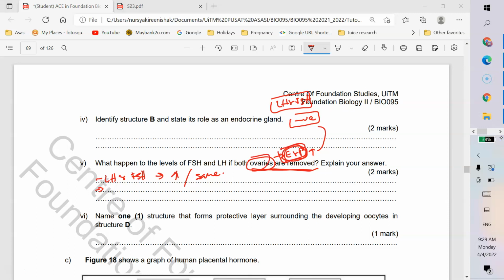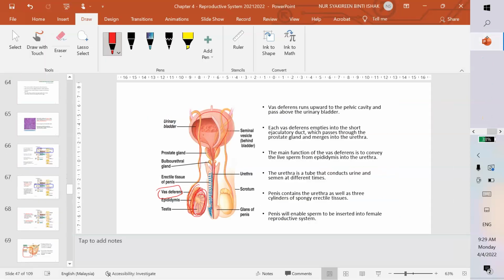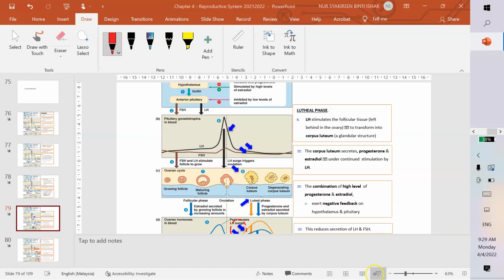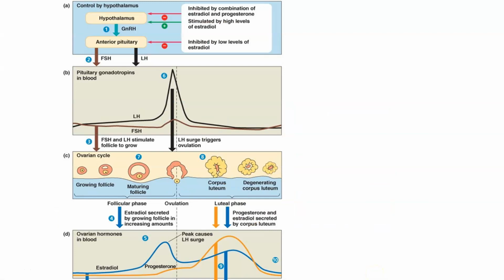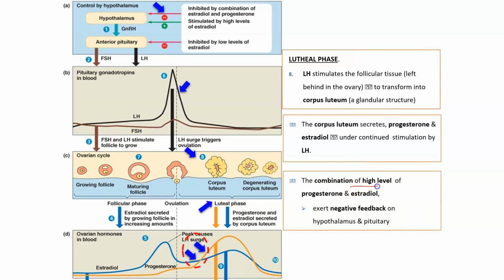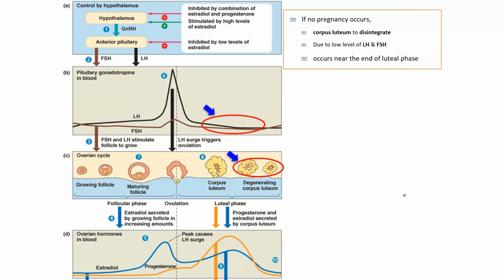If you refer to your notes at the graph, the combination of high levels of estrogen and progesterone from the corpus luteum in the ovary will cause negative feedback to the hypothalamus and anterior pituitary. In this case, that does not happen. So FSH and LH can always continue to be produced, because there is no negative feedback from the ovary. Understand? Okay?